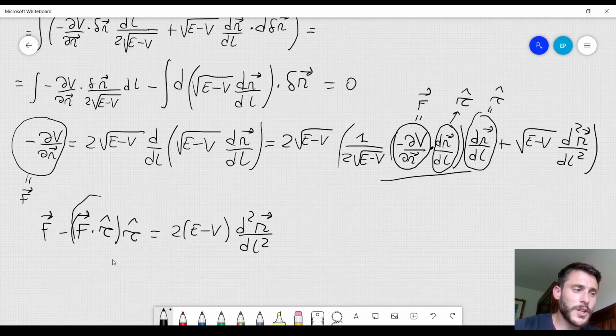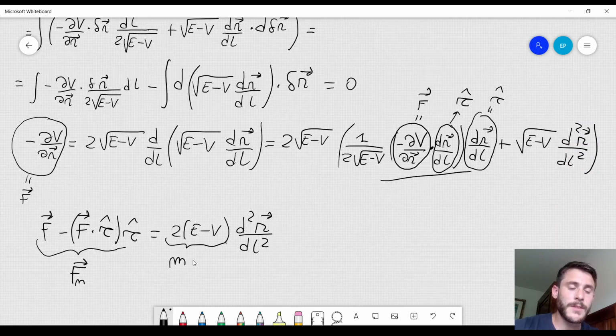this term here is just the component of the force along the tangential direction. So if I remove the tangential part from the force, we only get the component of the force along the normal to the curve, and it is a vector, of course, so it is the direction normal to the path, whereas E minus V is the kinetic energy of the particle. So twice that I can rewrite as the mass of the particle times the velocity of the particle squared, and I'm going to call the velocity W squared in this case.